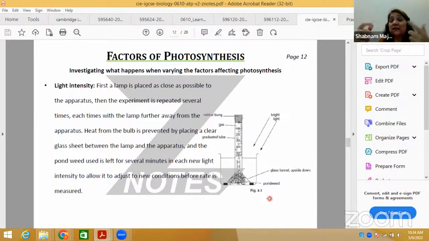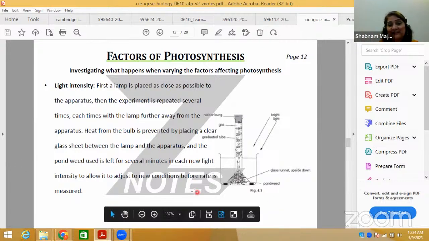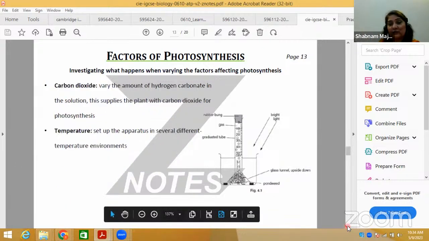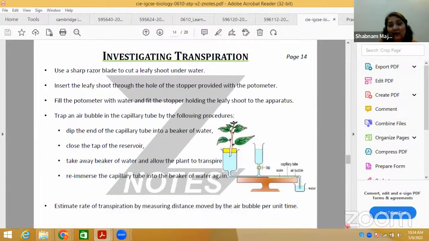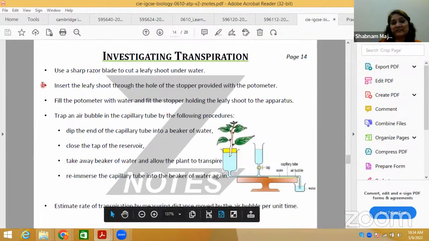They can ask you. It can absorb the excessive heat. Why does excessive heat need to be absorbed? Because it can damage the enzymes' optimum temperature. With high volts, it can damage. So this one is the oxygen one. Already covered factors, carbon dioxide necessary, already explained. Okay, this is the one. Look at this, a sharp razor blade to cut the leafy shoot.